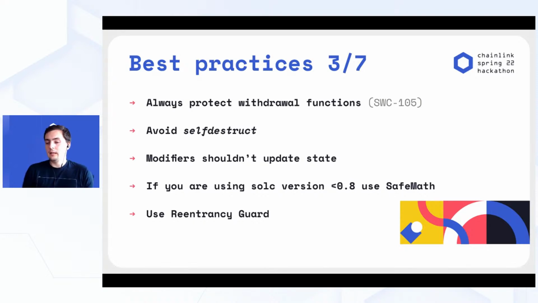Okay, next one. Always protect withdrawal functions. So if you go to SWC Registry and under number 105, you can find this vulnerability. Basically, you want to always protect your withdrawal functions in a way that only admin or DAO can withdraw funds. So who can withdraw funds? What if some unexpected ether comes to your smart contract? Do you have mechanisms to do that? Also, if you have a smart contract but don't have a function to withdraw ERC20 tokens, they're kind of locked there forever. So you need to take care of this.